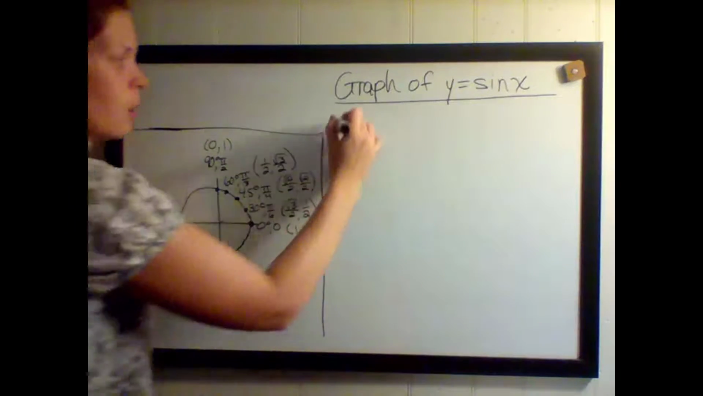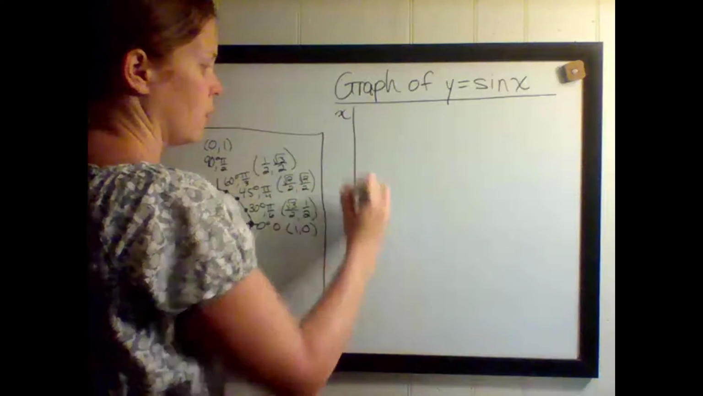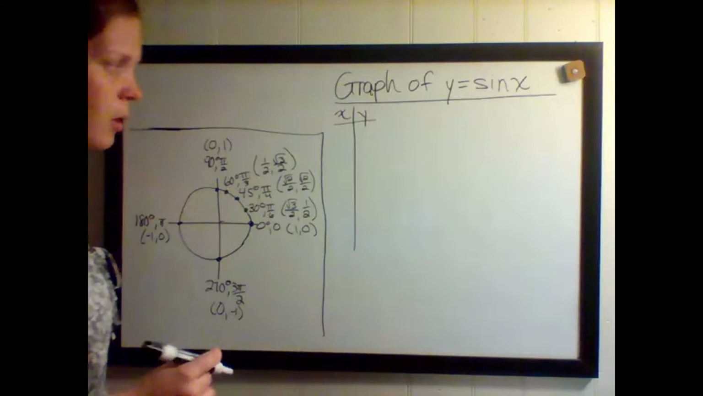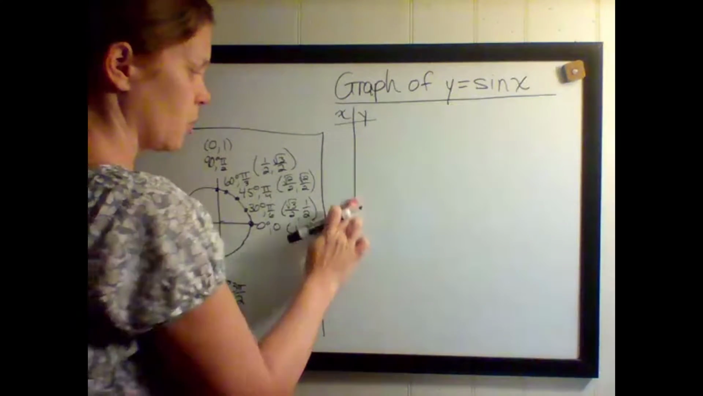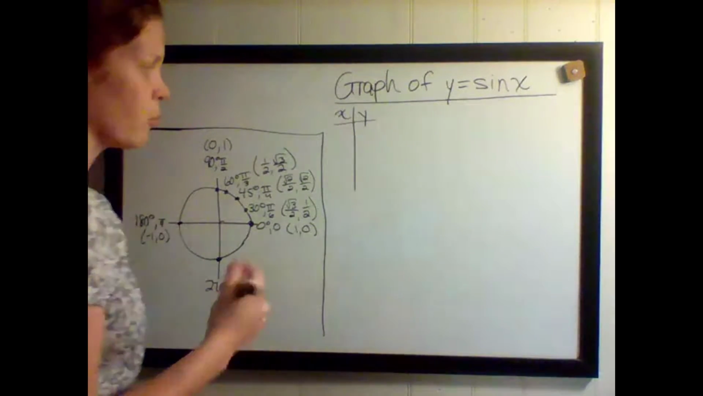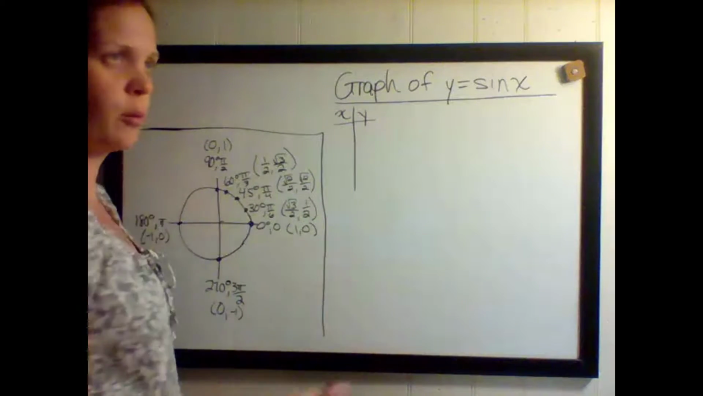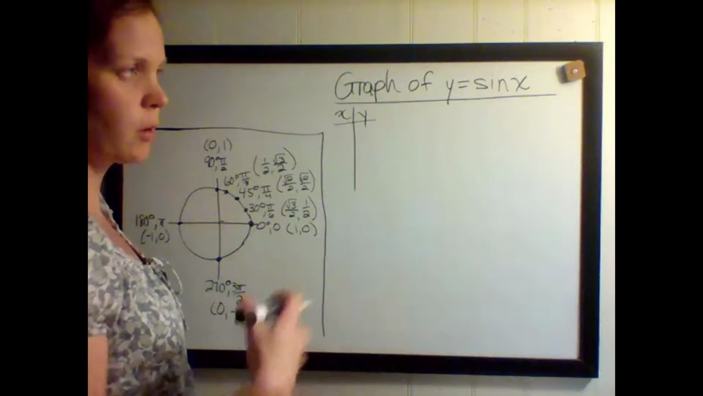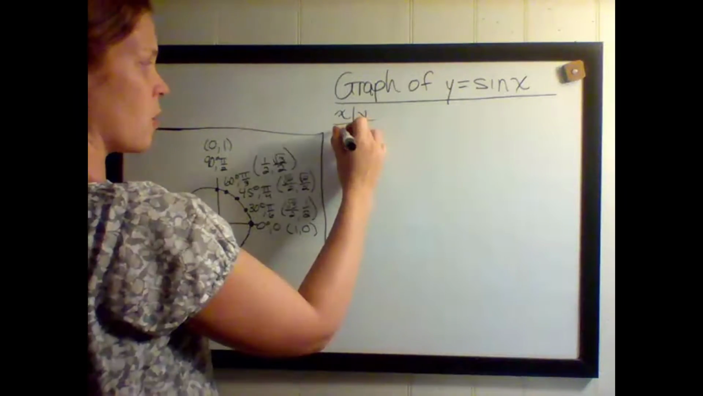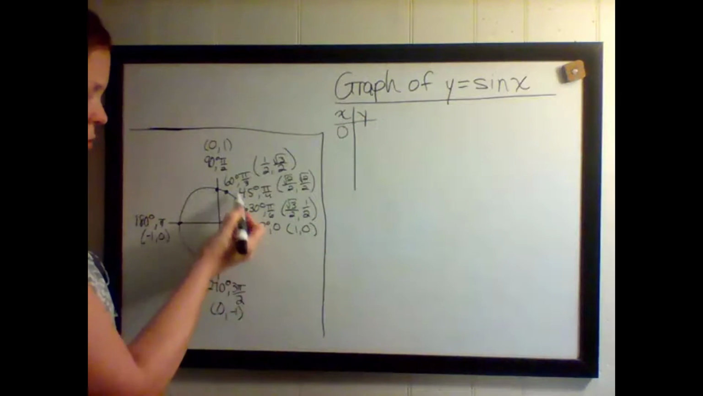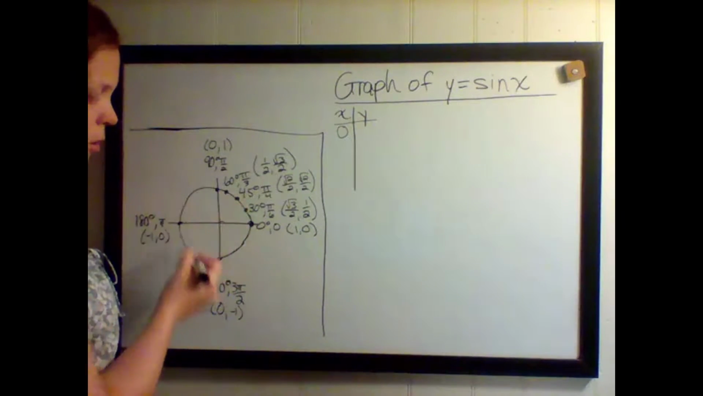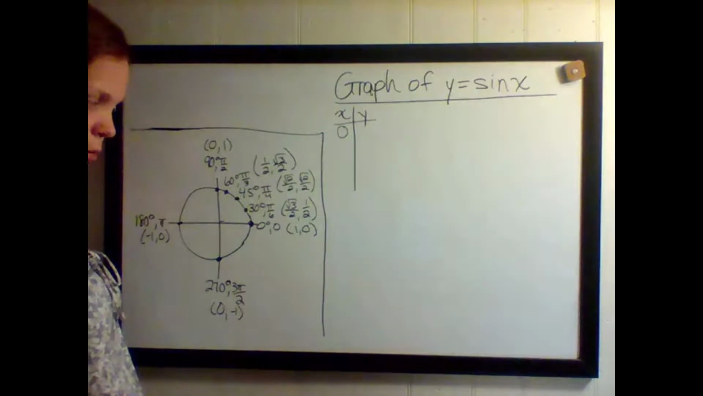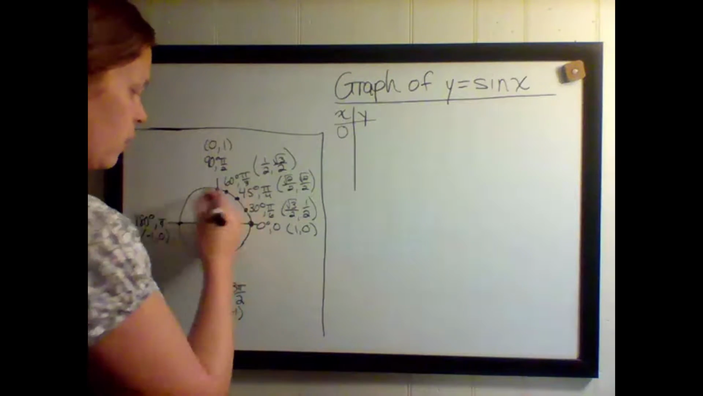To see what this looks like, let's make a chart of numbers and see what happens. So we're going to start with 0. Normally when we start graphing, we do some negatives, some positives. But let's start with 0, and we're going to use our unit circle. We'll go from 0 all the way to 360 degrees or 2 pi. We're going to do everything in radians.